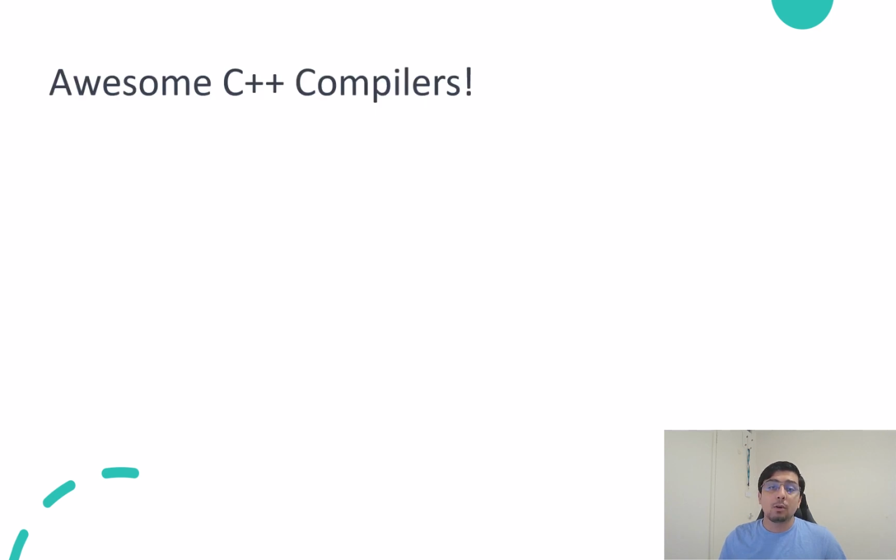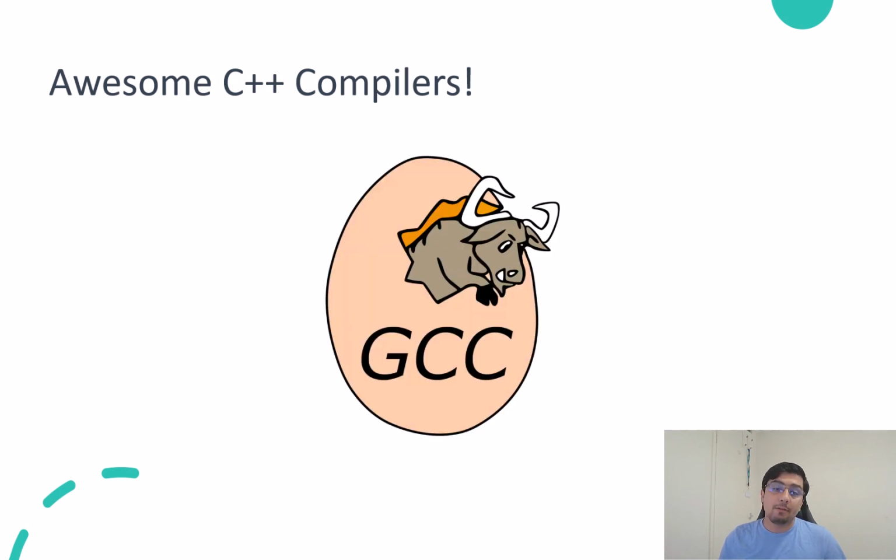Let's have a quick tour and meet some famous C++ compilers that make our life easier and our code even more awesome. First up, we have GCC, the rockstar of C++ compilers. GCC is open source and super reliable. It's like the Swiss Army knife of compilers, supporting multiple programming languages.